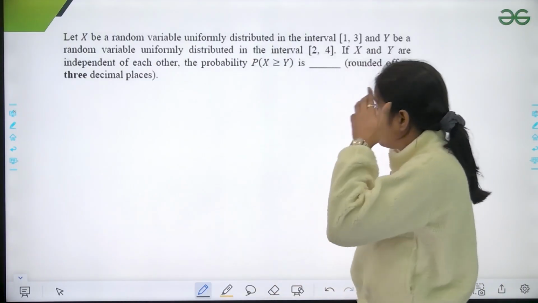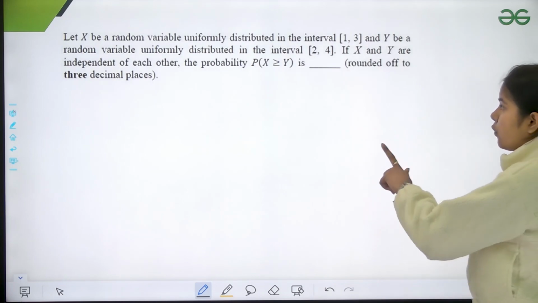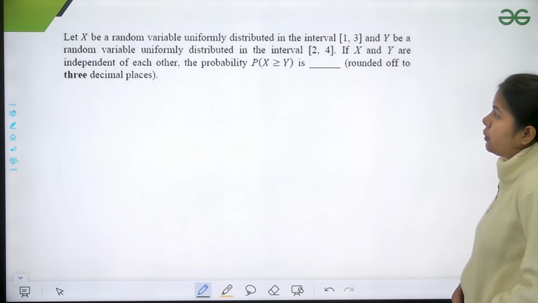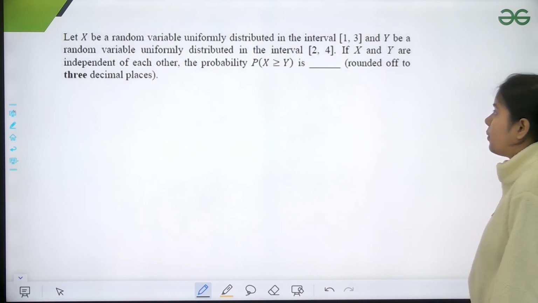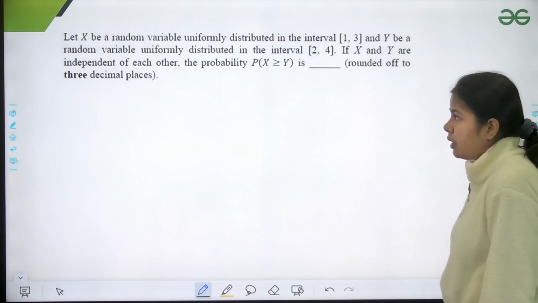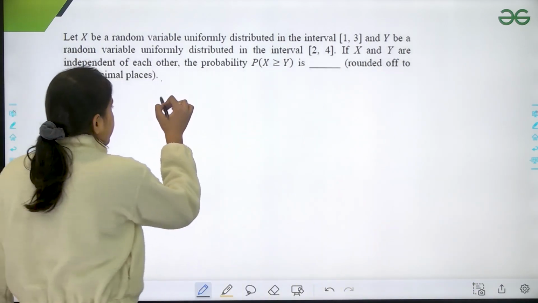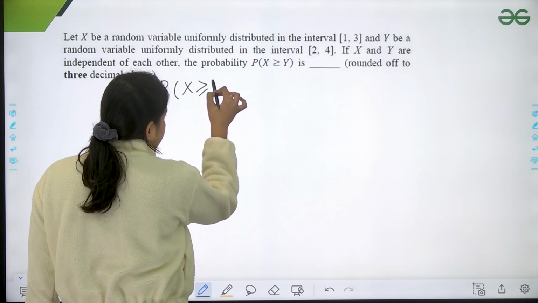Now, the next question we have is: X is a random variable uniformly distributed in the interval 1, 3, Y is a random variable uniformly distributed in the interval 2, 4, X and Y are independent of each other, then we have to find the probability that X is greater than or equal to Y.